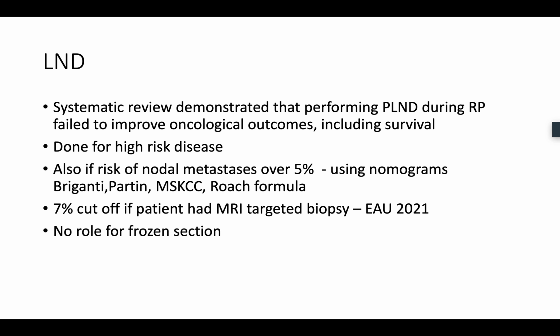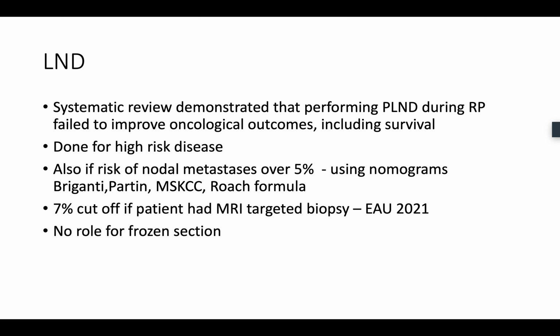So when you use the nomograms, how it helps in deciding the lymph node dissection is, if you are using a Partin nomogram or a Briganti nomogram, there is one called MSKCC, and there is the Roach formula. So these are the 4 types of nomograms that are commonly used. There is no difference when we use any of these 4. When we use the nomogram, if it predicts that the chance of involvement of the lymph nodes is more than 5%, then it is an indication for a lymph node dissection. Okay, I'm aware that in the Briganti one, the threshold is 7%.